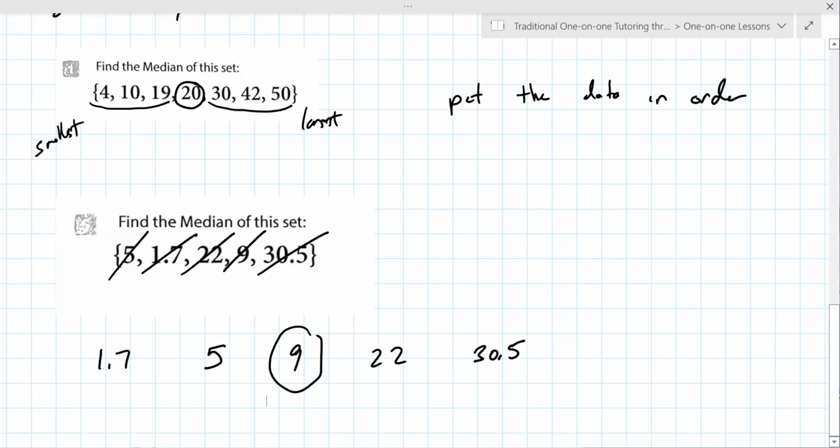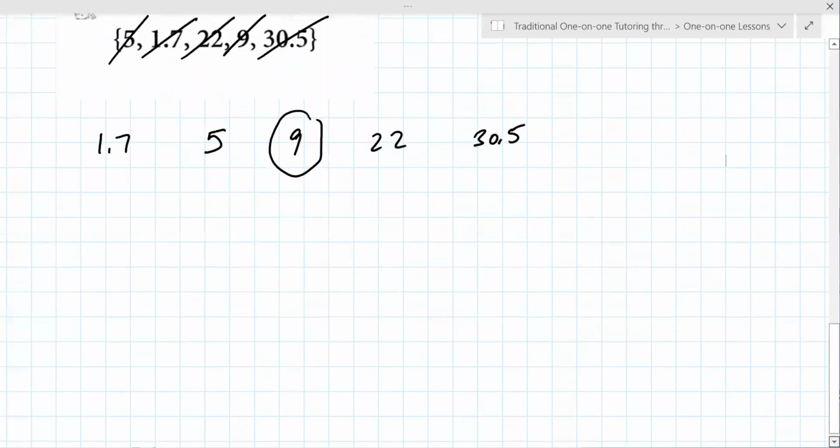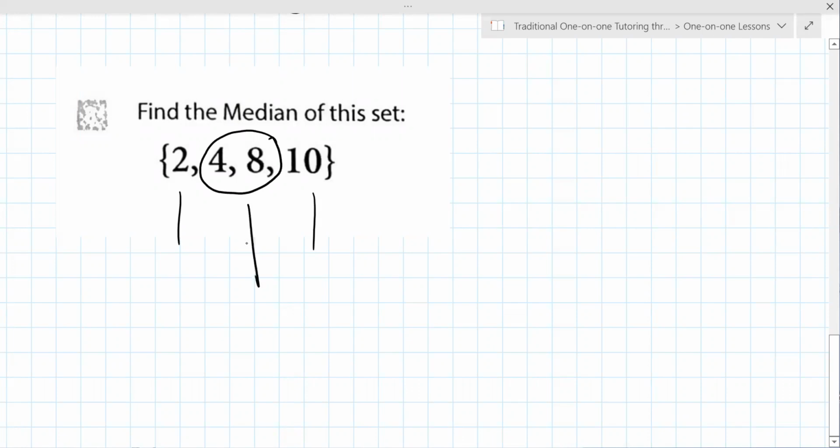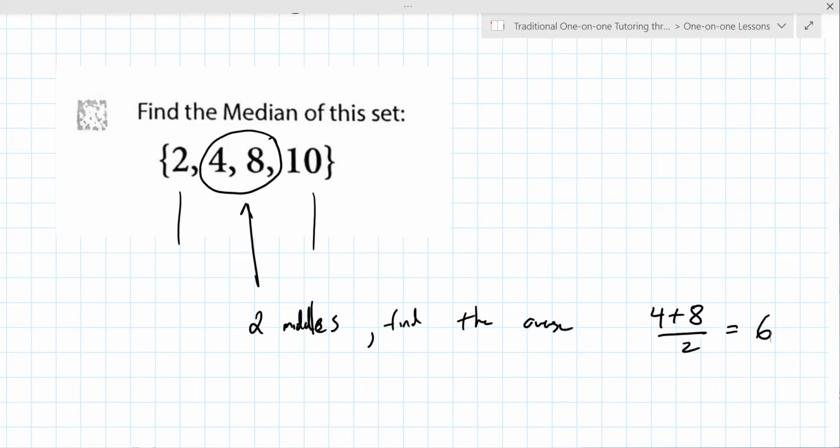So let me actually give you one that has 2 middles. I don't know why I looked at that one and thought it had 2. I wasn't looking very closely, but let's look at number, I think it's 8. This one has 2 middle values. 4 and 8. Yeah, so I like to circle them. Now there should always be the same number of data points on the outside. And do you remember how to find the median when you have 2 middles? You actually find the average of them. So you add them up, 4 plus 8, 12 divided by 2, 6. Yes.